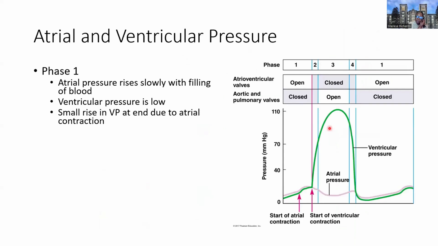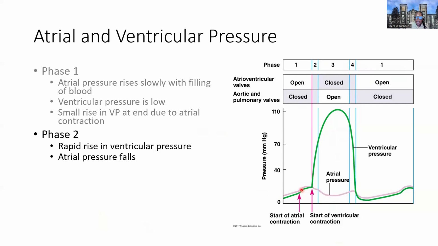Okay, let's talk about some of the pressures here. So we're going to look at the events again, but from a different perspective, now looking at how the pressures are changing. So phase one, atrial pressure is starting off low, but then it's going to slowly rise towards the end as the atria begins to contract to get that last flow of blood out into the ventricle. So there's a small rise in both atrial and ventricular pressure towards the end of phase one.